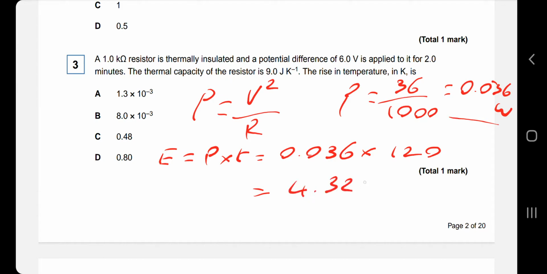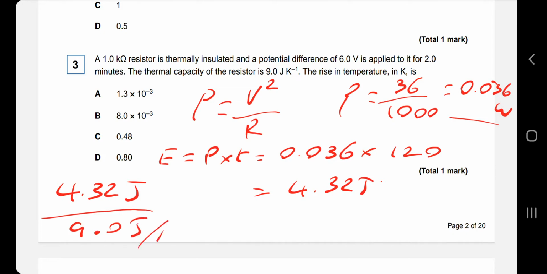4.32 joules. And then what we need to do is 4.32 joules divided by 9 joules per Kelvin. So what you'll see is that the joules will cancel, Kelvin goes to the top, and the 4.32 divided by 9 gives us the answer C, 0.48, and the unit would be Kelvin. So 0.48 Kelvin. So the answer is C.